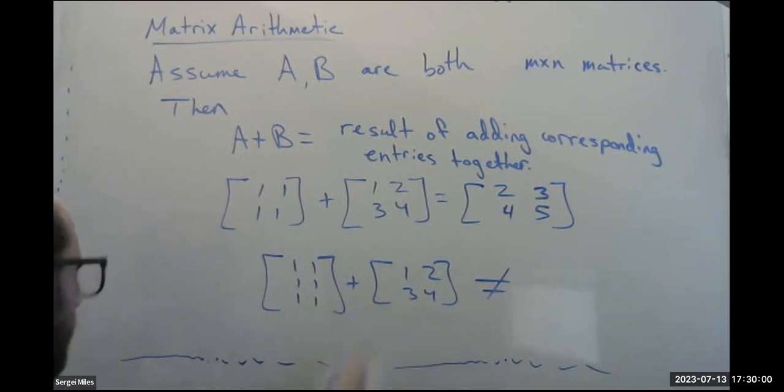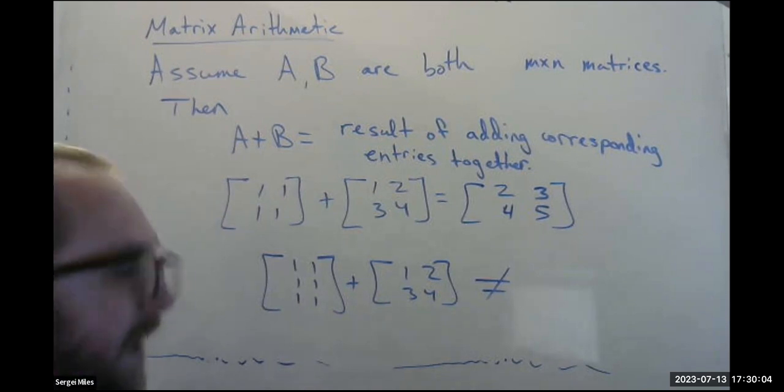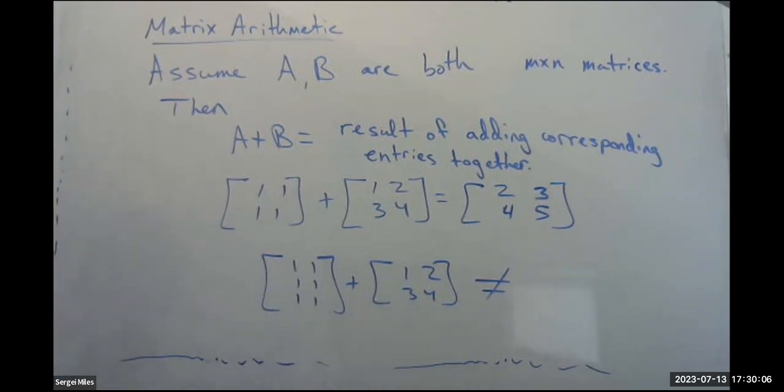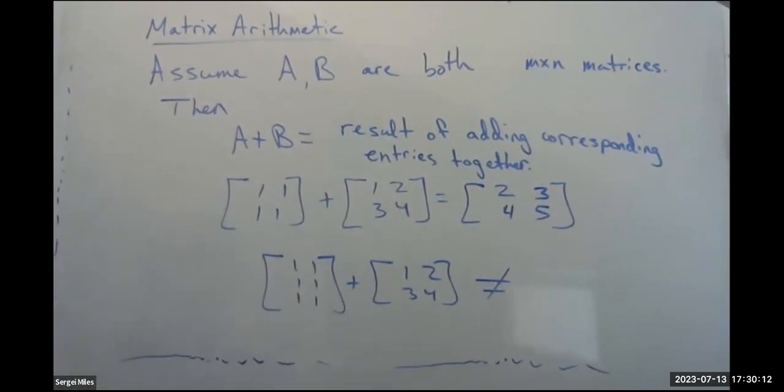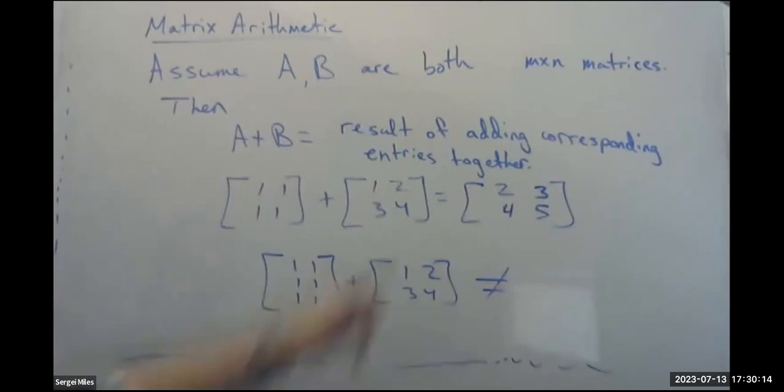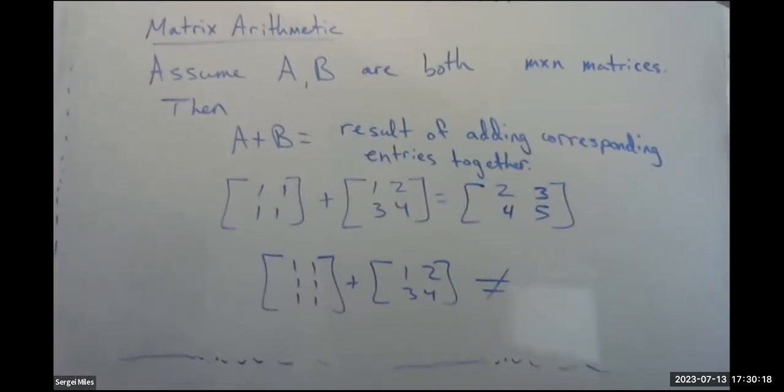There's no row 3 here to use. So matrices, in order to add them, they have to be the same size. They have to be both a 2 by 2 or 3 by 3. They don't have to be square necessarily. They're just square in this example. But they both have to be the same. They both have to be M by N. So they don't necessarily have to be square. Only diagonal matrices have to be square.